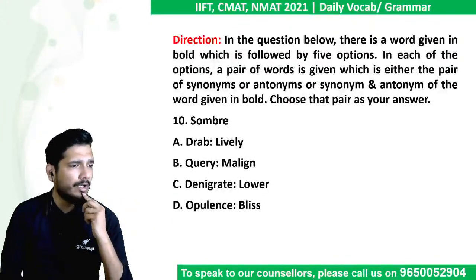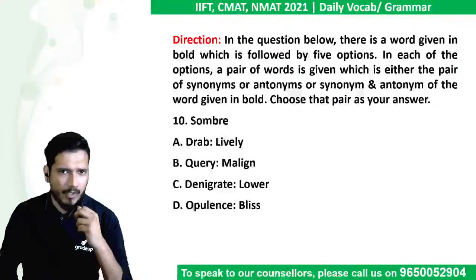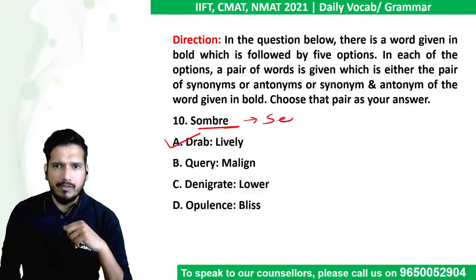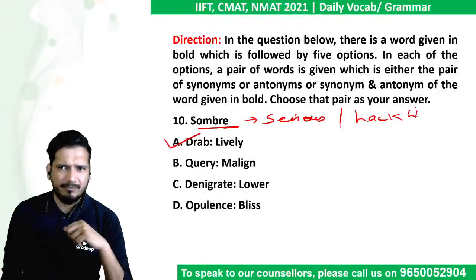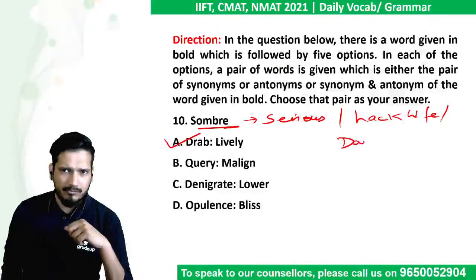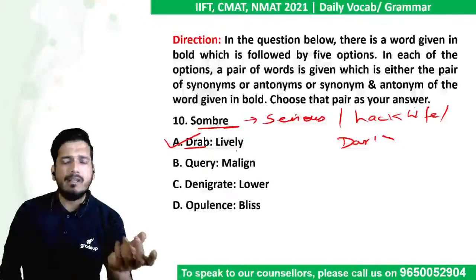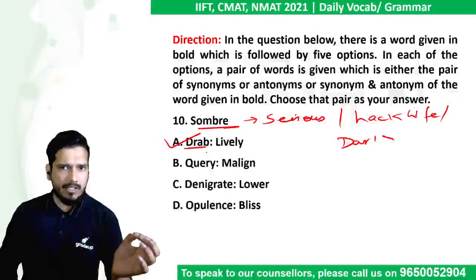Let's see who all got it correct. Good. The answer is A. You were right. Somber means serious or which lacks life. Drab means dark or dull, and lively is the opposite of dull, right? So synonym, antonym relation. So A is the answer.